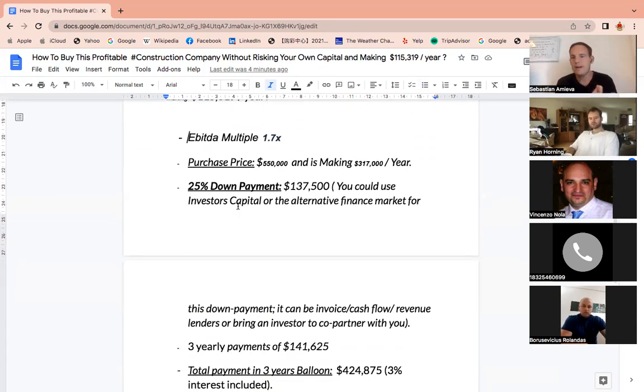We're using investors' money and the alternative finance market: invoice lenders, cash flow lenders, revenue lenders, not traditional banks. We are not using the SBA here. We are not using traditional banks because they normally will request you to put a personal guarantee. They will request that you put some skin in the game, your own money, right? No investors' money. They want to see seasoned funds, right?